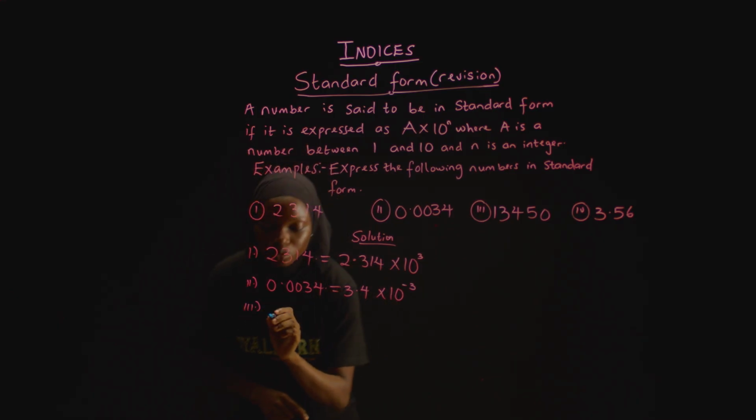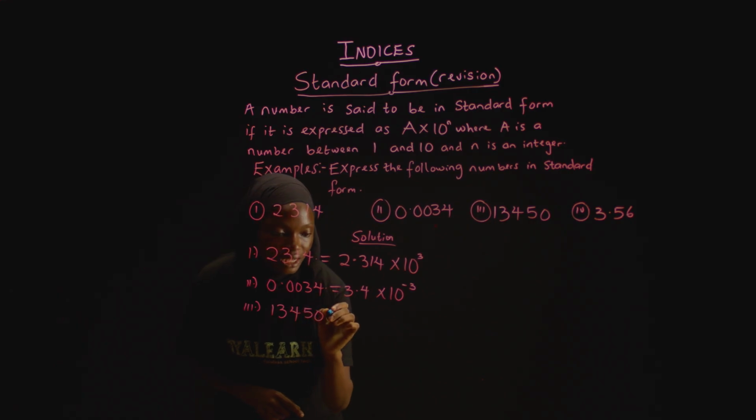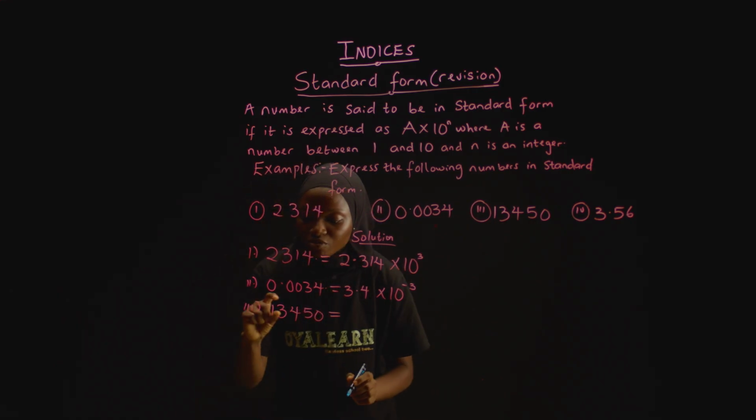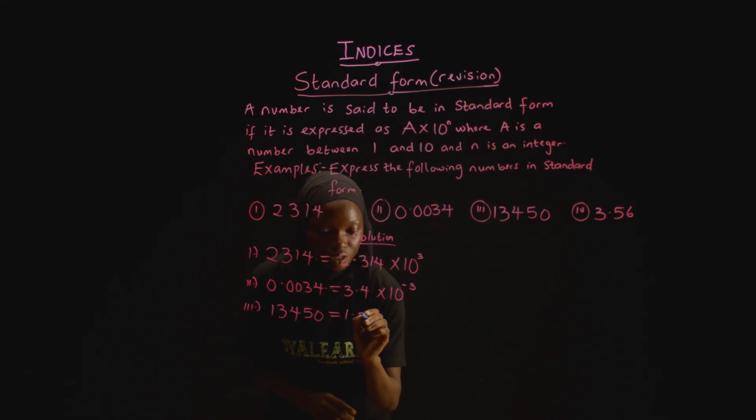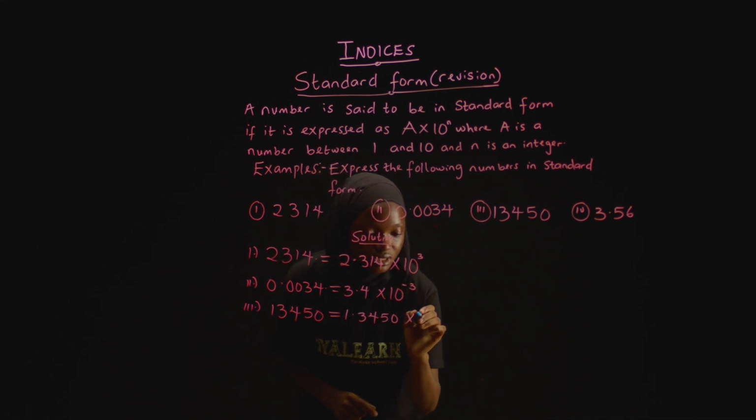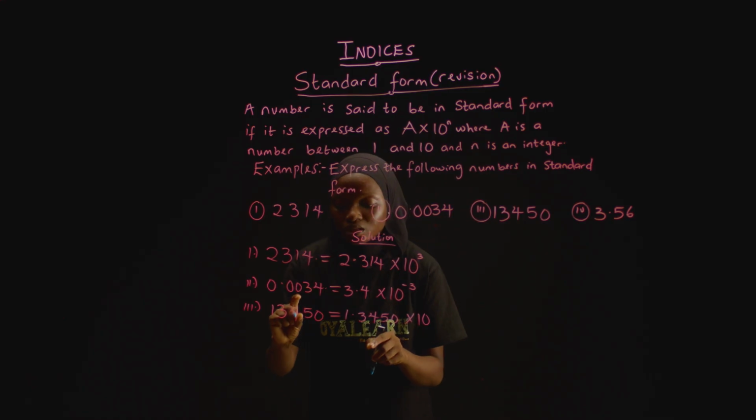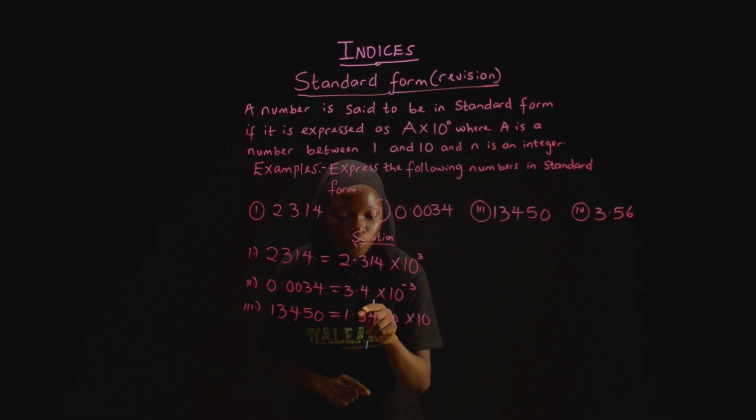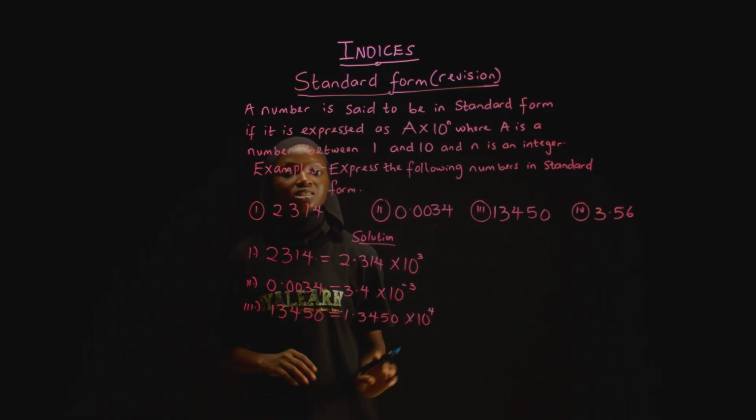The third example, 13450, and this is the same thing as having, pick the first non-zero digit 1, point, all other numbers follow, 3450 times 10 raised to the power of. How do we need to move the decimal point to give us back our original number? We need to move it 1, 2, 3, 4, 4 times, so times 10 raised to the power 4. Like this, we've expressed it in standard form.